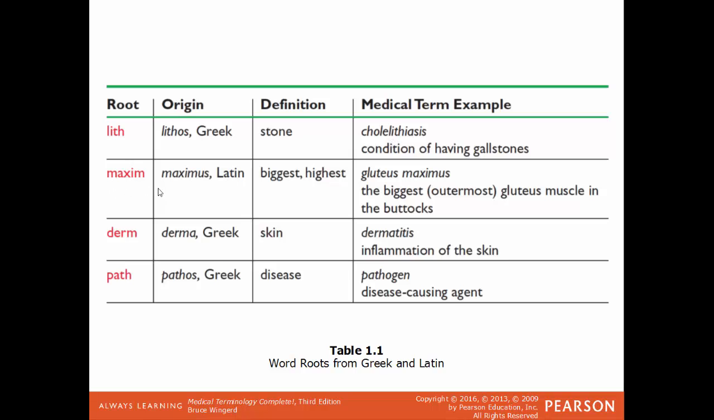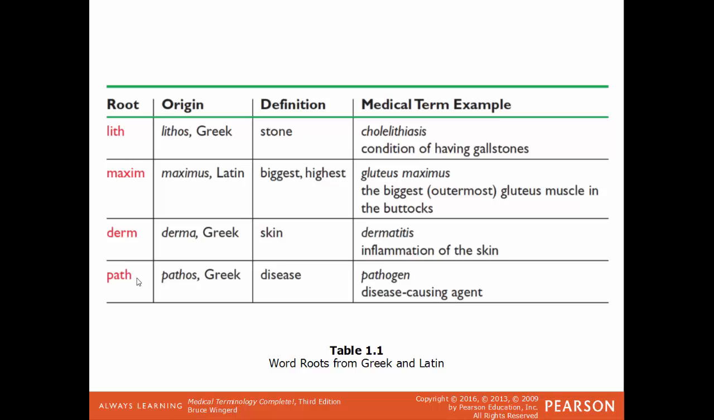Maxim is from the Latin maximus, which means the biggest or the highest. And a common example, the gluteus maximus, the biggest muscle in the buttocks. The word root derm is from the Greek derma, which is reference to skin. And a common example of that would be dermatitis, which is the inflammation of the skin.